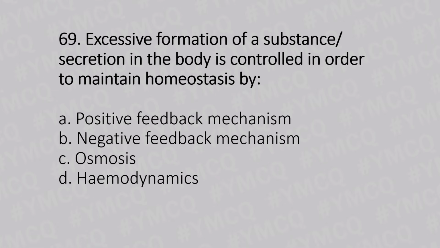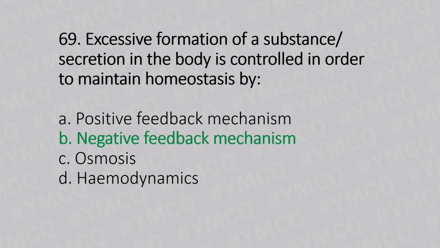Moving to our 69th question, excessive formation of substance or secretion in the body is controlled in order to maintain homeostasis by option A, positive feedback mechanism, option B, negative feedback mechanism, option C, osmosis, option D, hemodynamics, and the answer is option B, negative feedback mechanism.